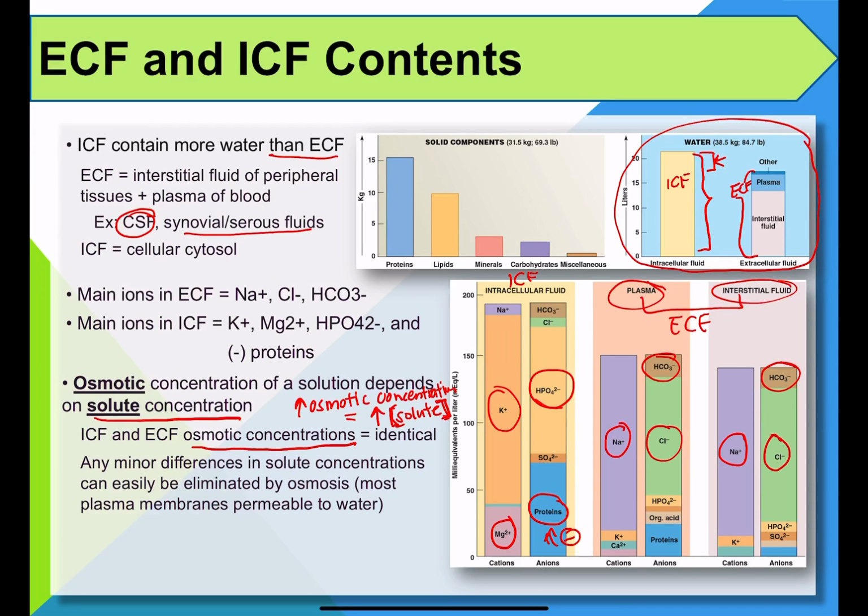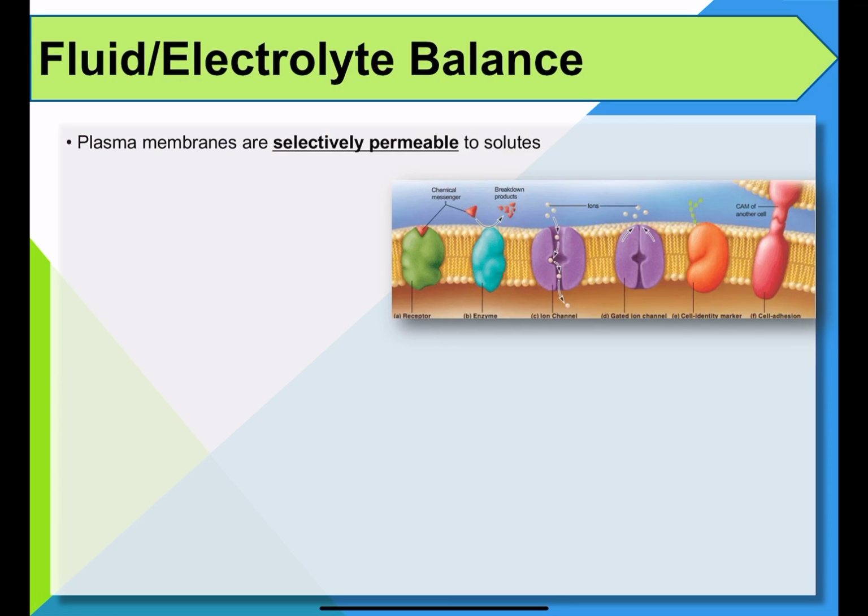So any minor differences in solute concentration can easily be eliminated by the process of osmosis. It's the quickest way to balance your osmotic concentration because all plasma membranes of every single cell are permeable to water. You don't require any extra transport pumps to get water across. So that's the easiest and quickest way for your body to balance those osmotic concentrations.